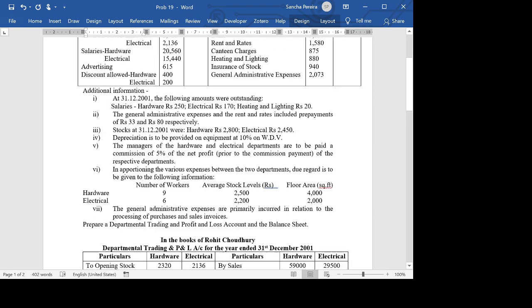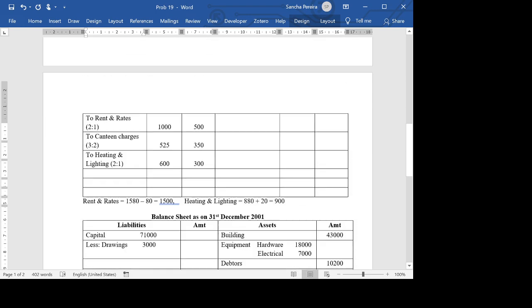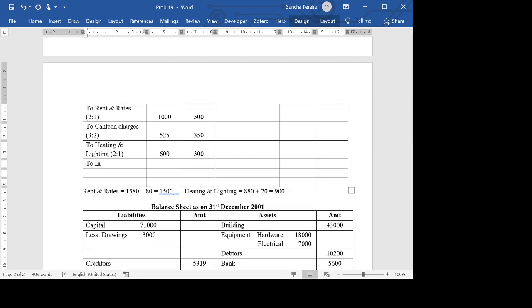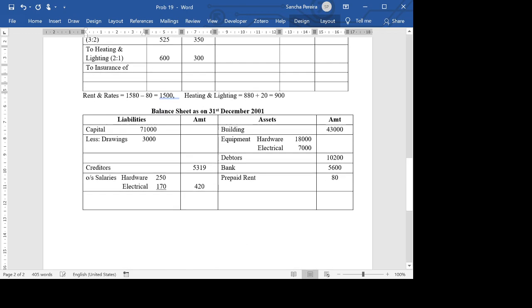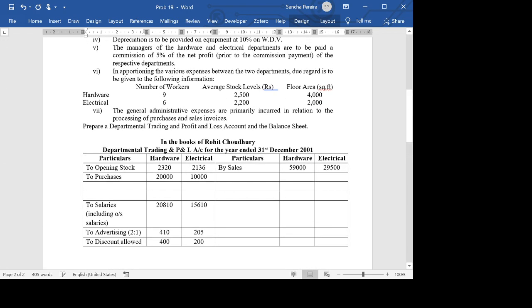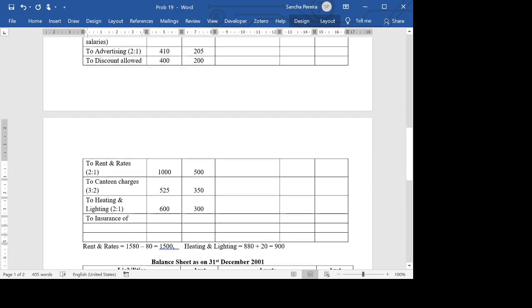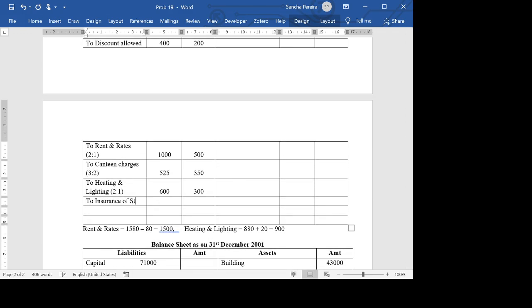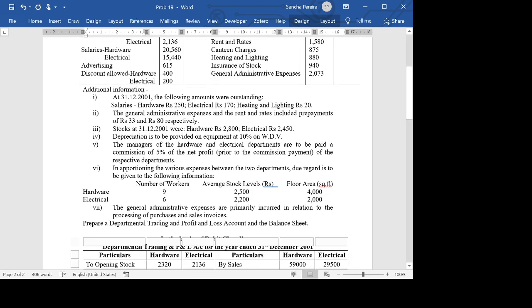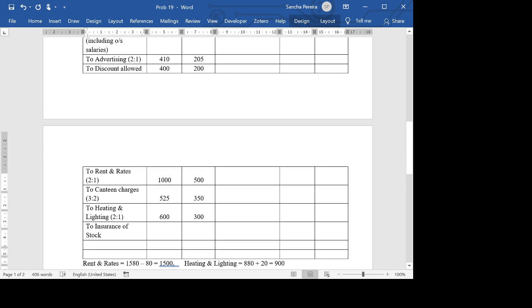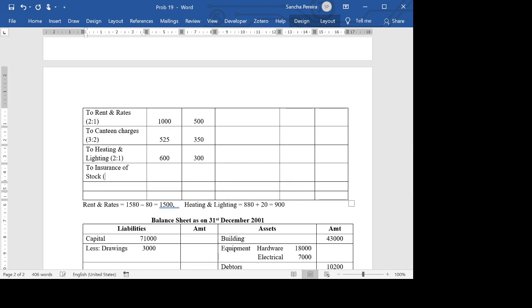Then we have insurance of stock. This will be on the basis of average stock levels, 940. There's no adjustment here. The average stock levels are in the ratio 25 is to 22. So divide 940 in that ratio, 25 is to 22. It will be 500 and 440.